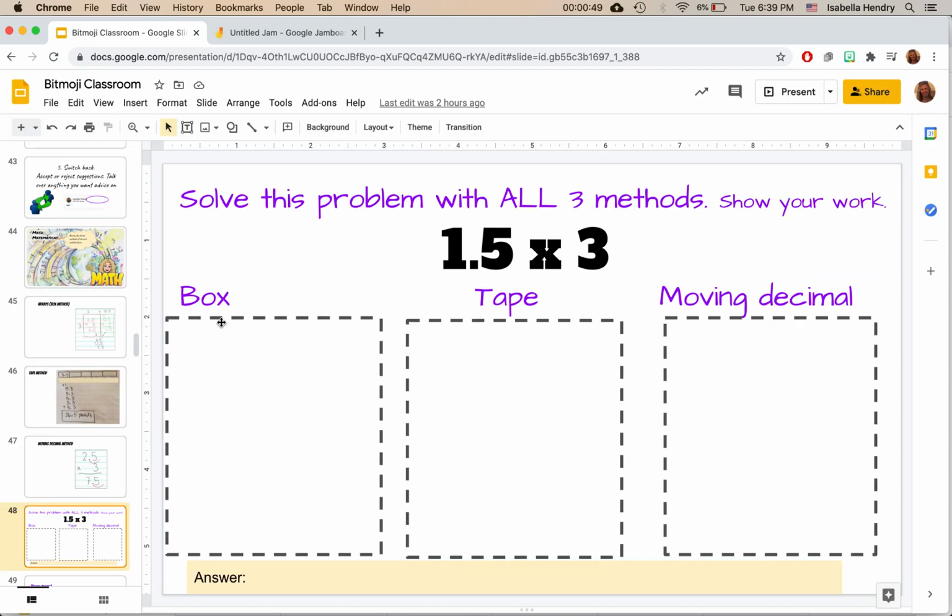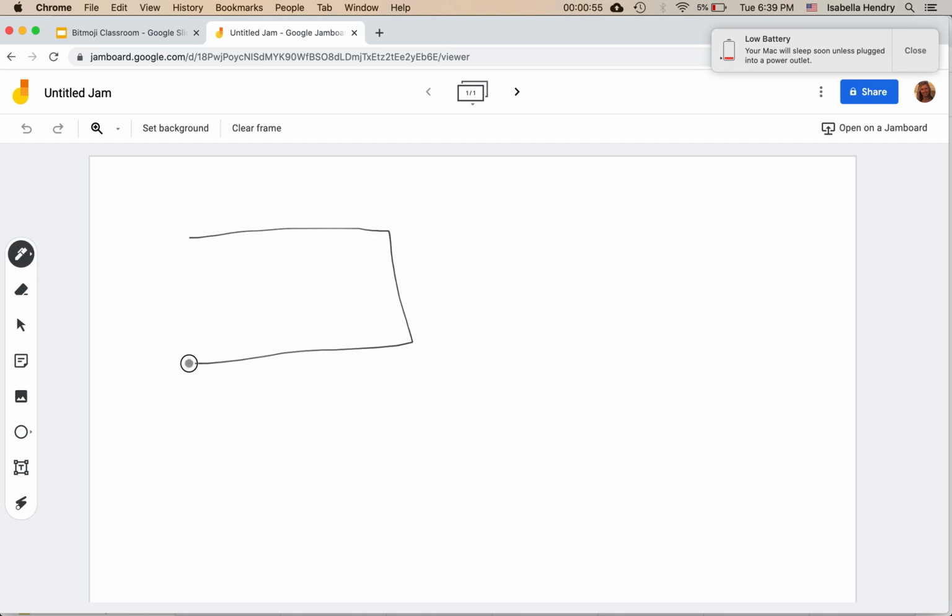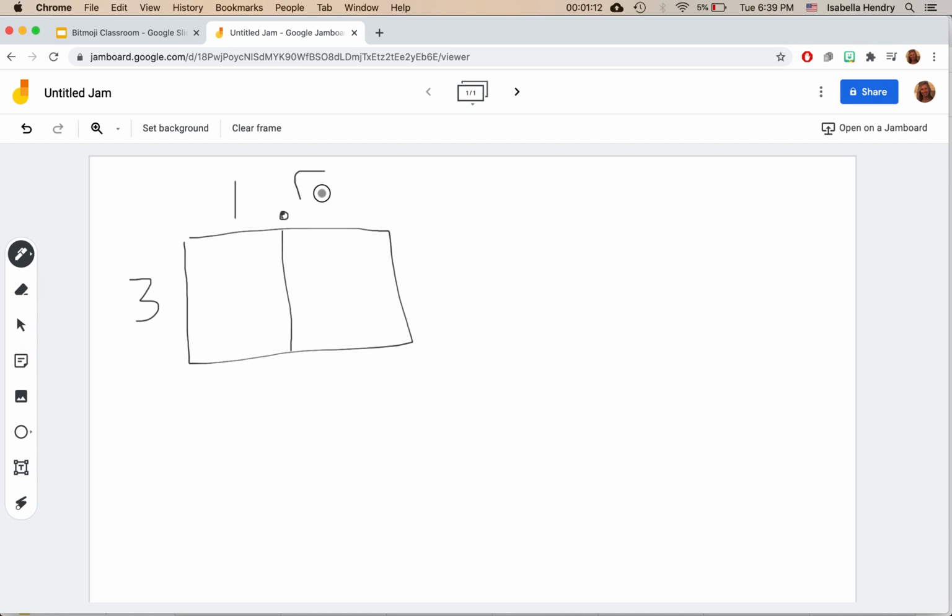So the first thing I have to do is the box method, or the array method. So I'm going to draw myself a nice little box. And I'll put this assignment on Seesaw so that you guys can draw more easily. The problem is 1.5 times 3. So it's 3 times 1. And then it's going to be 3 times 0.5 over here.